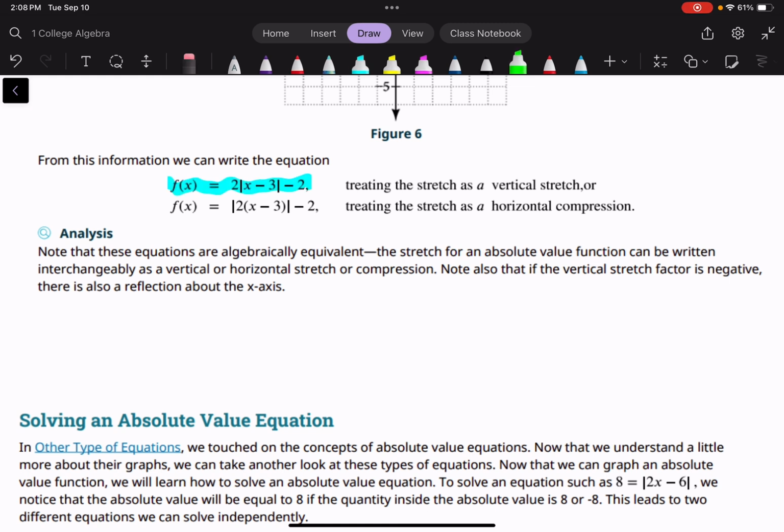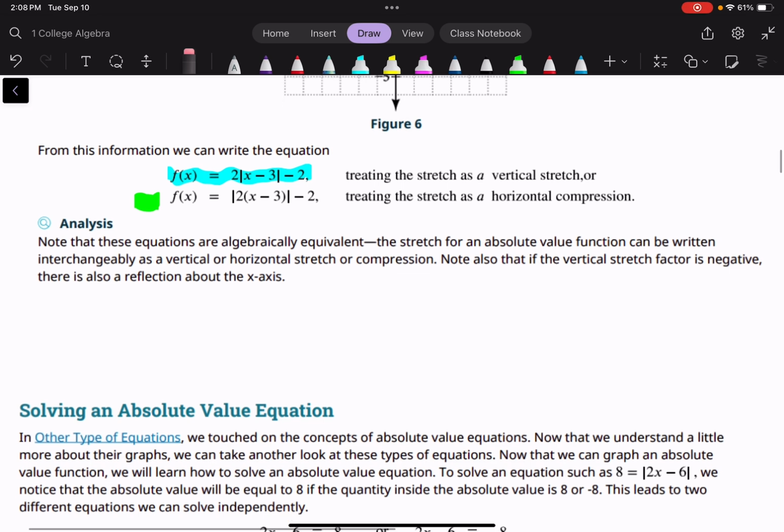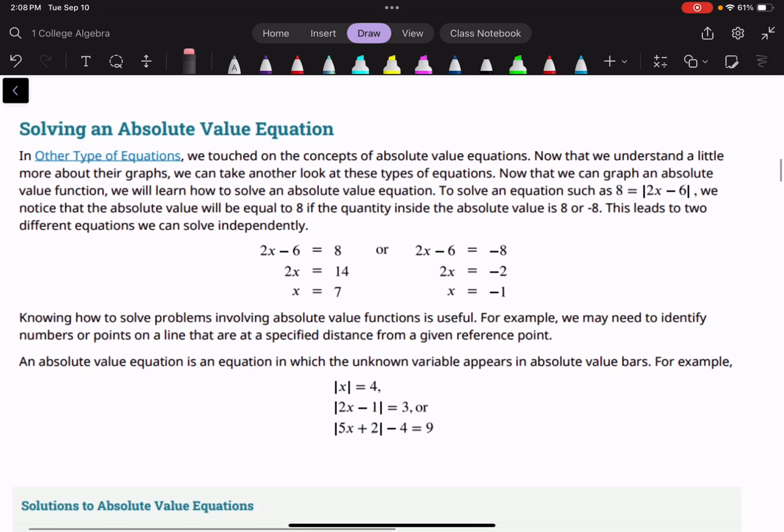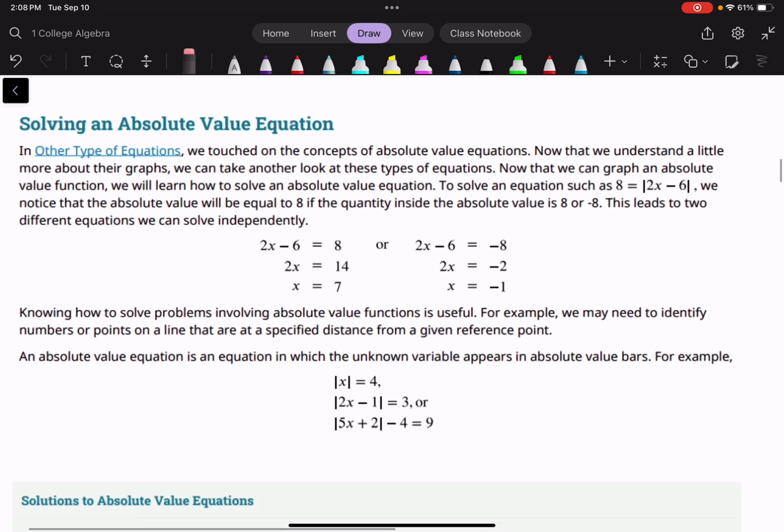And then this note right here just says, hey, for certain functions, the absolute value being one of those, a vertical stretch and a horizontal compression are algebraically equivalent. And so you can see that here. That doesn't always happen, but that's just something to note, that you can do it both ways in some cases. And then we'll get to the last bit, which is solving an absolute value equation.